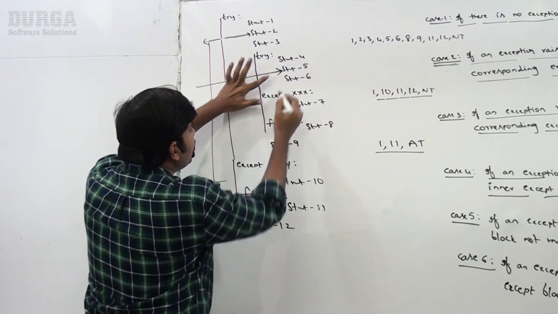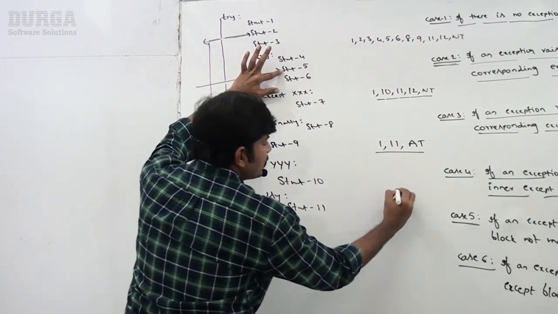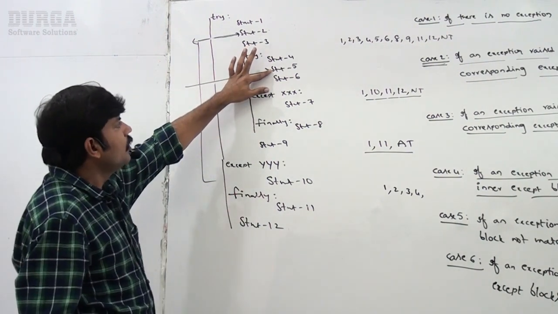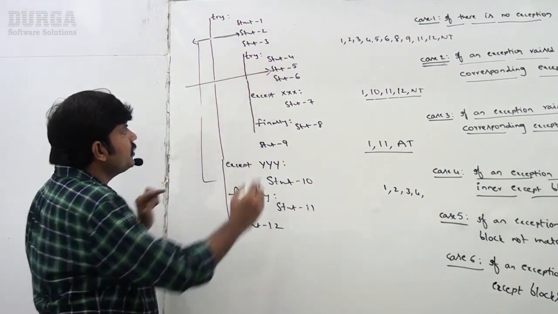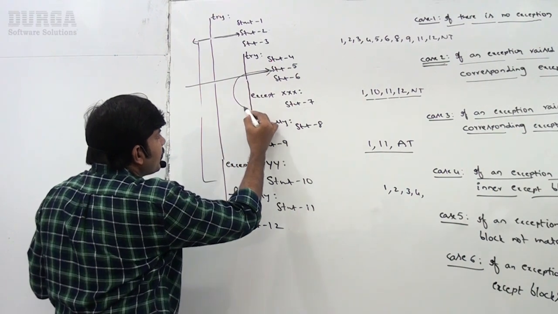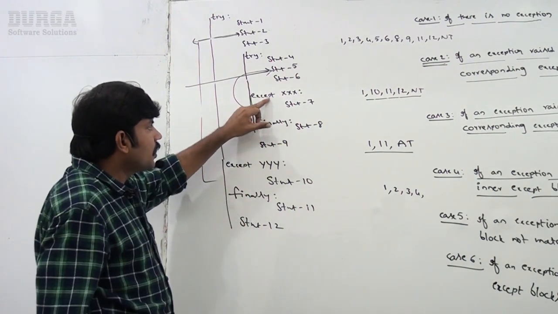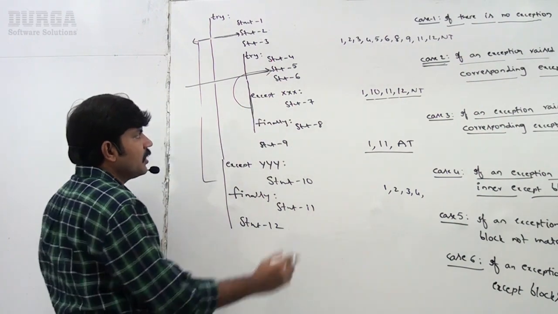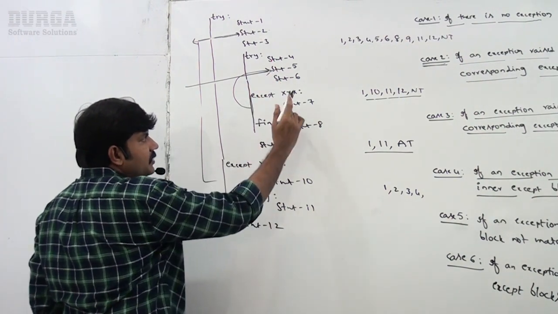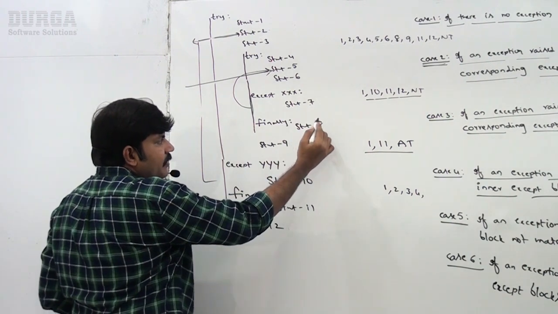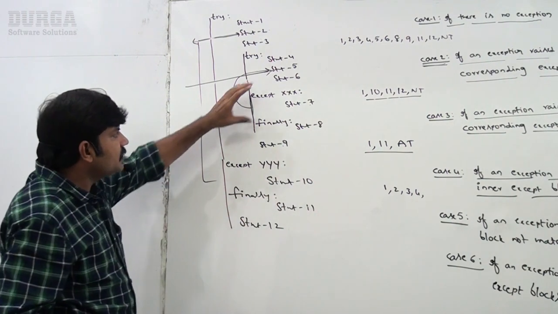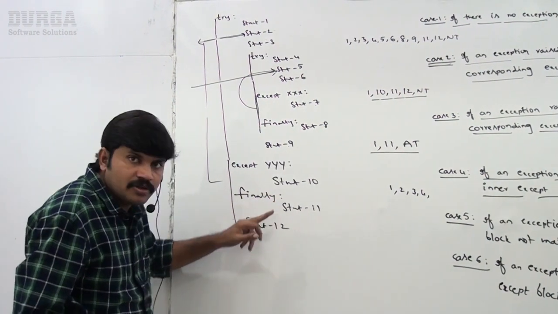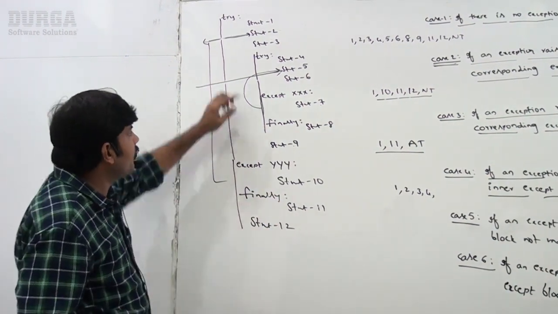To reach statement 5, compulsorily 1, 2, 3, 4 will be executed. While executing 5, there is a problem. Immediately the control comes to the except block. The except block matched. Now the exception is raised and handled: 7, 8, 9. So this exception is already handled. The outer except block is not going to execute. 11, 12, normal termination. So observe very carefully.